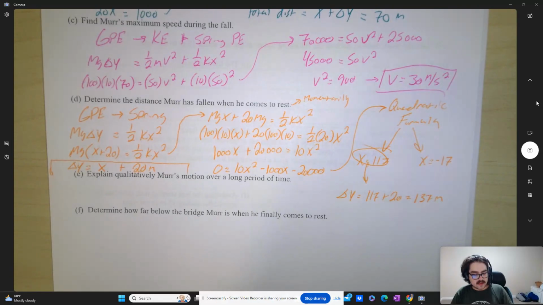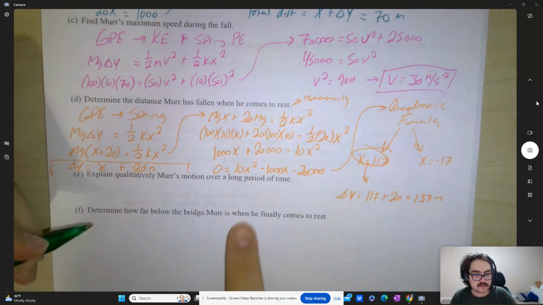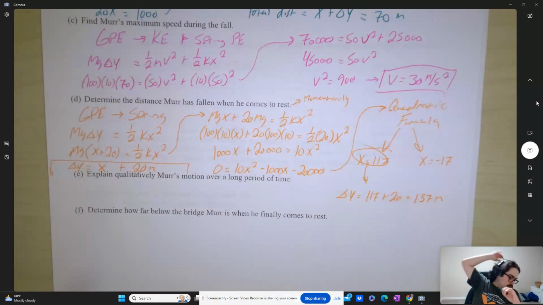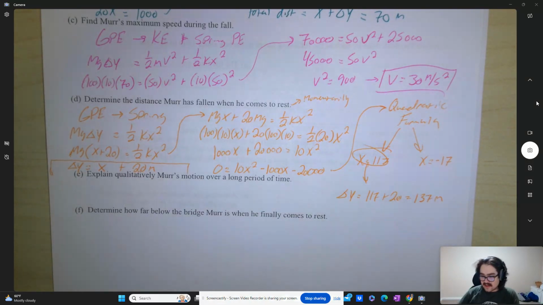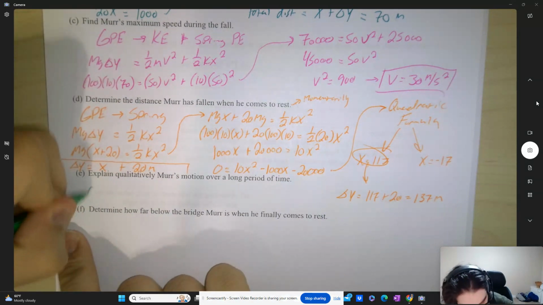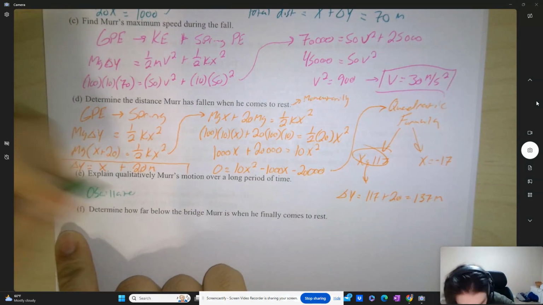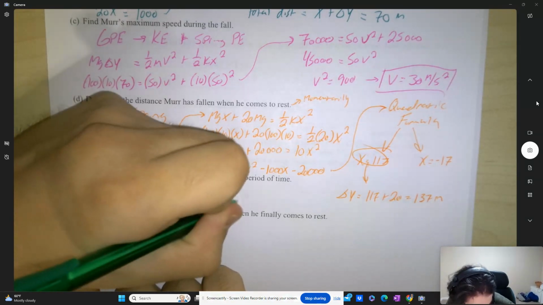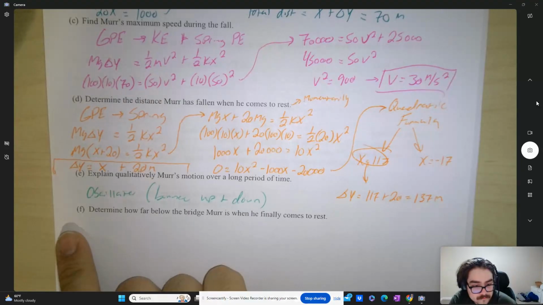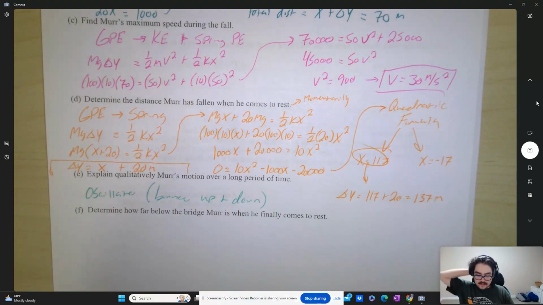Explain qualitatively how his motion is over a long period of time. Again, if you ever go bungee jumping, or drop something off with a bungee cord, you'll notice that the object goes to a minimum depth, and then springs back up, and then keeps going down to a new minimum depth, and then it springs back up. What's that motion called? That's called oscillation. So he'll oscillate, or bounce up and down. And hopefully that should make sense.